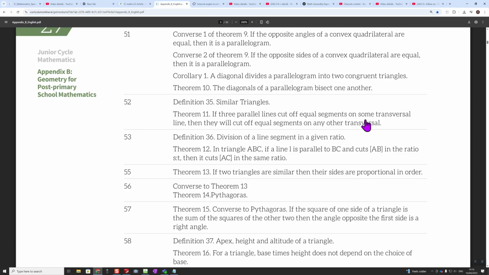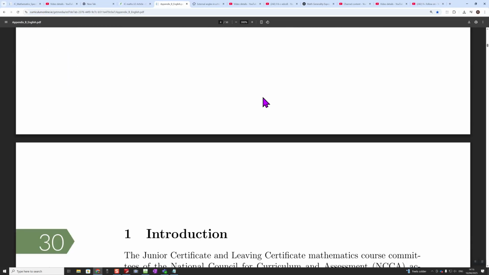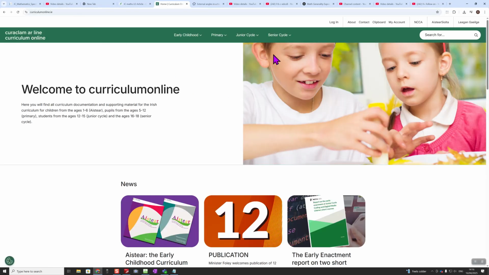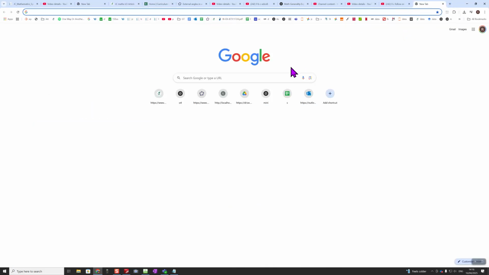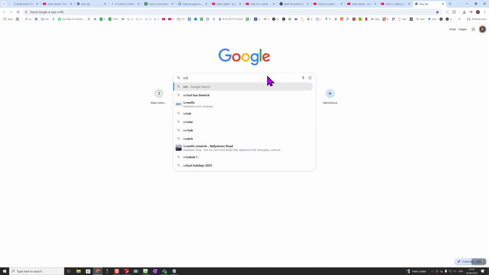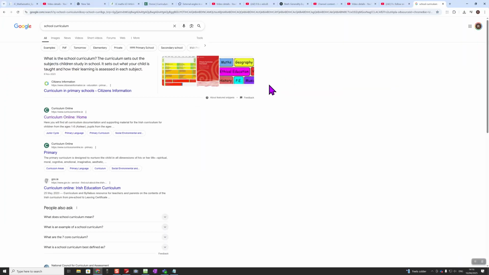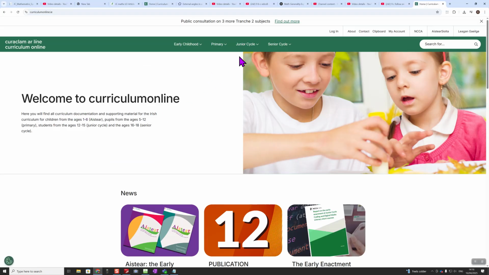So I'll switch back here and make three parallel lines. I'll actually print this. I also want to take you through finding this, and I don't want to give you a link on Teams or anything like that. Let's go to curriculumonline.ie. Just remember that. Even if you just look up school curriculum, it gives you an idea of just how easy it is to end up finding that. Curriculum online, you'll find it very quickly.